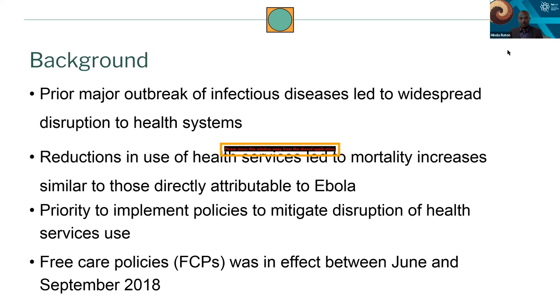So therefore, there is a need to implement policy that will help mitigate the disruption of health service use. In that regard, the government of the Democratic Republic of Congo, with the support of the World Bank, put in place a temporary free care policy in some health zones in the province of Equateur between June and September 2018.